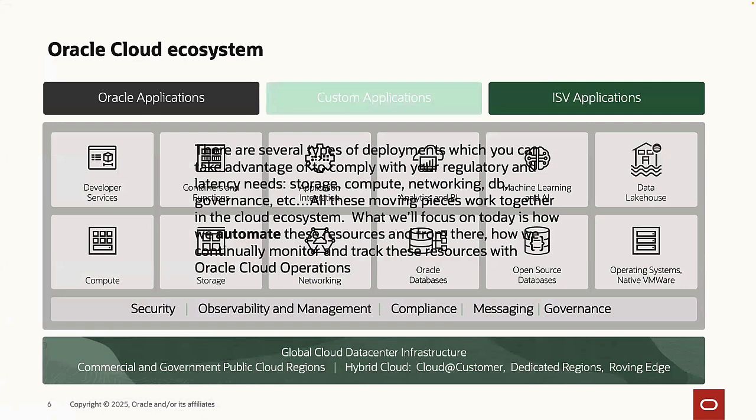So there are several types of deployments which you can take advantage of to comply with your regulatory and latency needs: storage, compute, networking, database governance, and etc. All these moving pieces work together in the cloud ecosystem. What we'll focus on today is how we automate these resources, and from there, how we can continually monitor and track these resources with Oracle Cloud Operations.